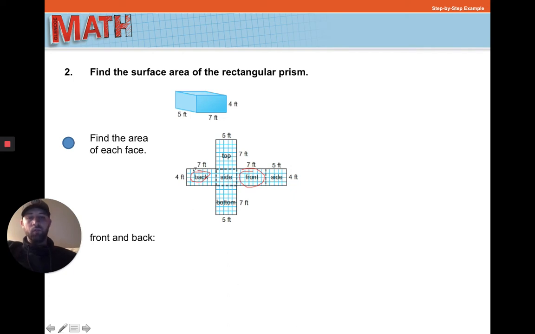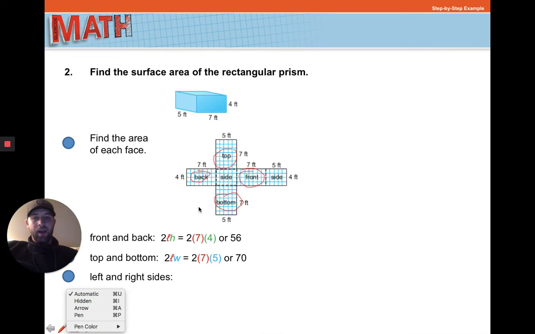As you can see, this back rectangle has a height of 4 and a base of 7. To find the area, all we have to do is multiply those two. 28. The back and the front are going to be the same shape, so both of those are going to be 28. If we add 28 plus 28, we will get 56. We're going to look at the top and the bottom next. Here and here. Notice that those two rectangles have the dimensions of 5 and 7. So if we multiply 5 times 7, we should get 35. And there are two of them, so we add 35 plus 35, and we get 70.